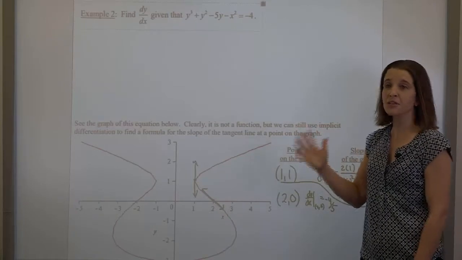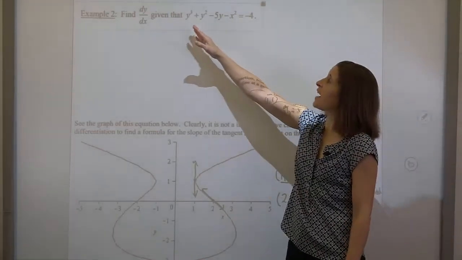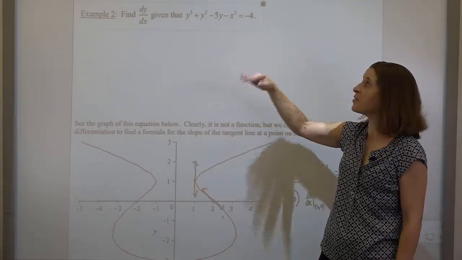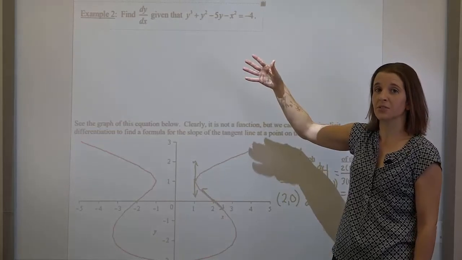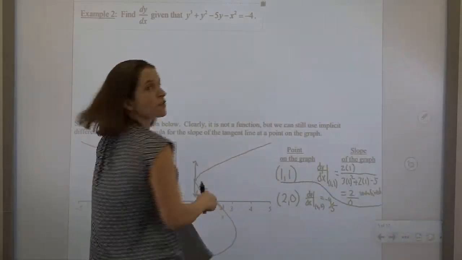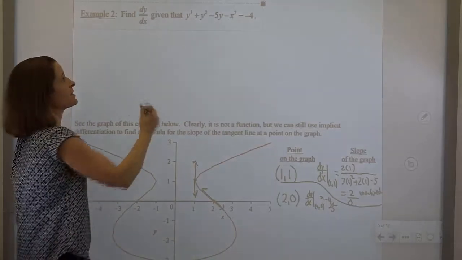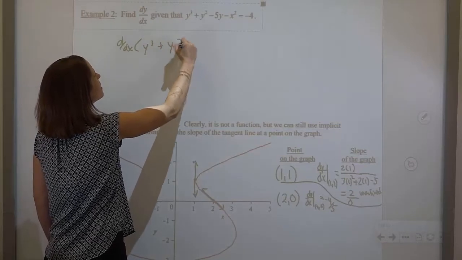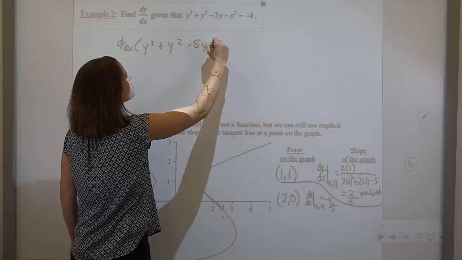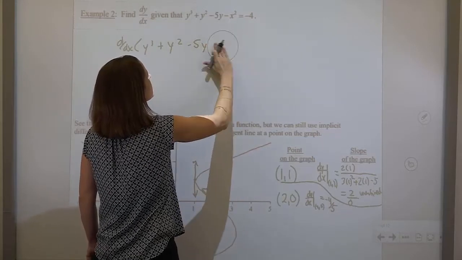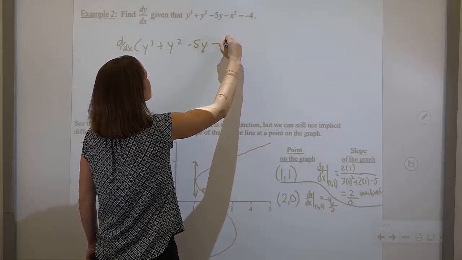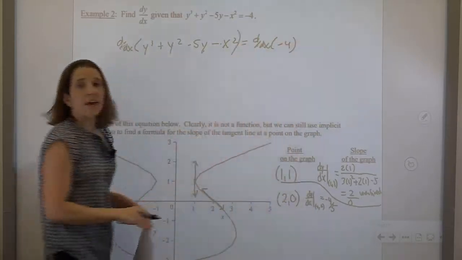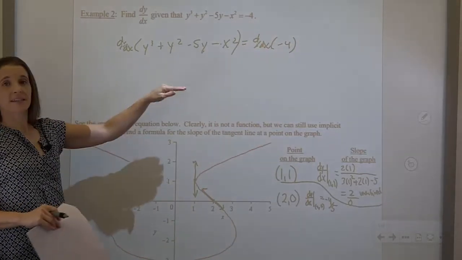So here is what a real problem will look like. Notice that I've got y's and x's mingled together, and then I'm asked to find dy dx. I don't have any dy dx's yet. When I go to take the derivative, they will come up. So the first step is to take the derivative of both sides with respect to x. Okay, so I've taken d dx of the left-hand side and d dx of the right-hand side.